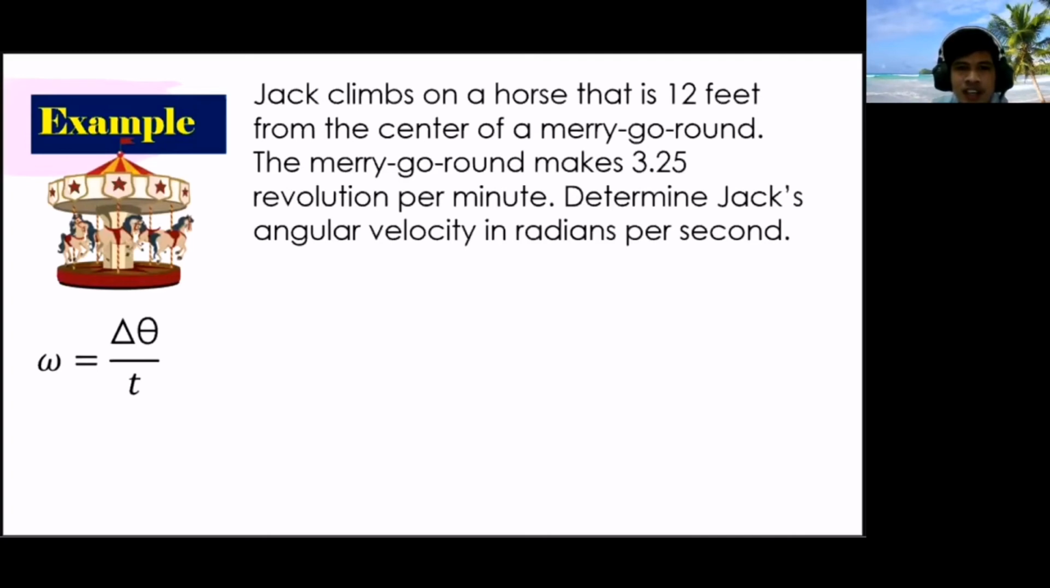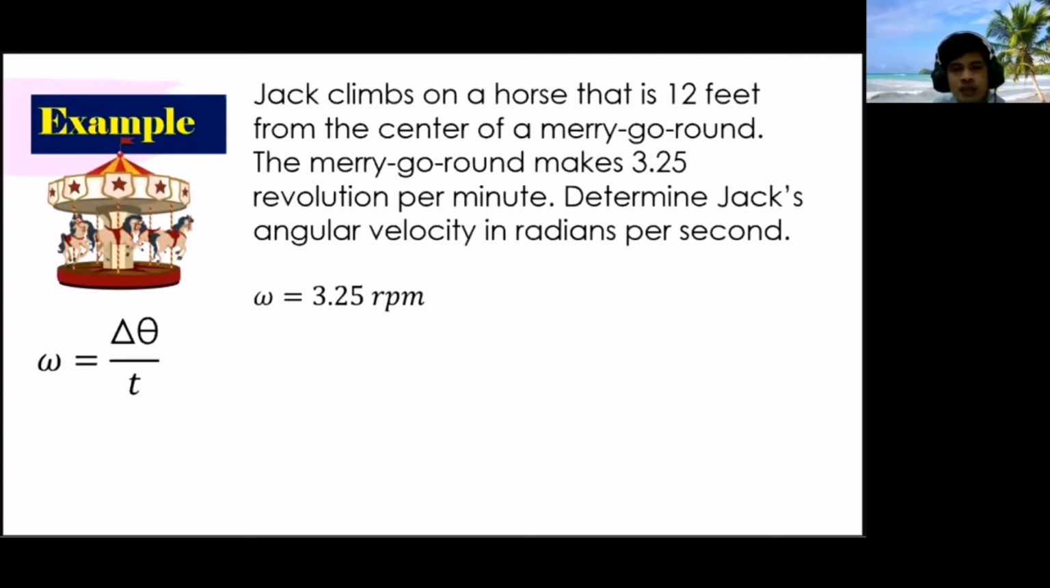So angular velocity, we have 3 1/4, right? 3.25 is 3 1/4. It means going around the circle 3 times and then 1/4. Okay, 3.25 revolutions per minute. So how do we do that? Let's see if we have the same answer.